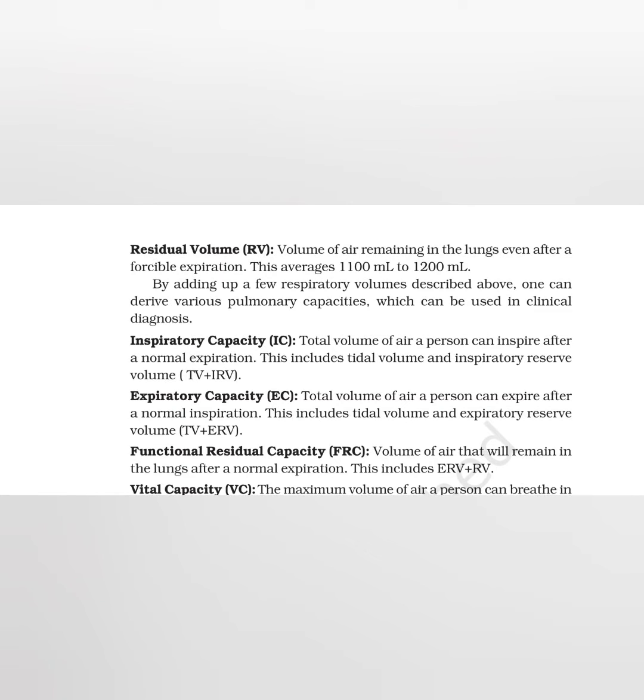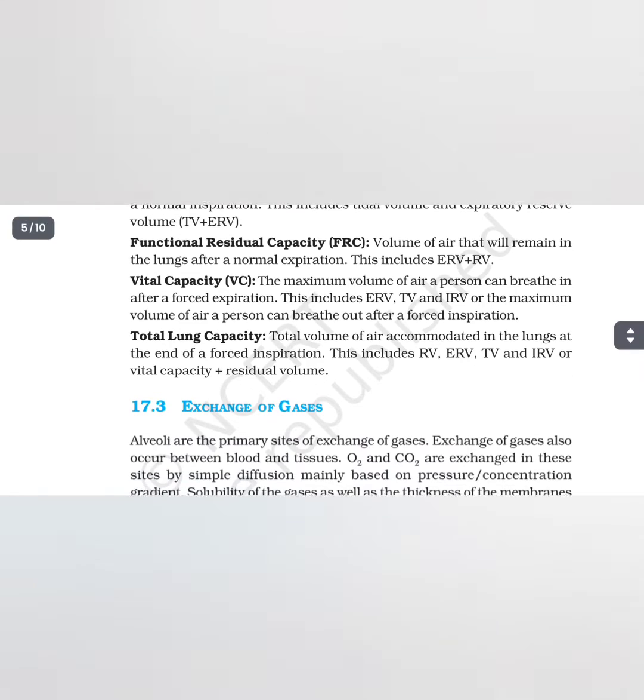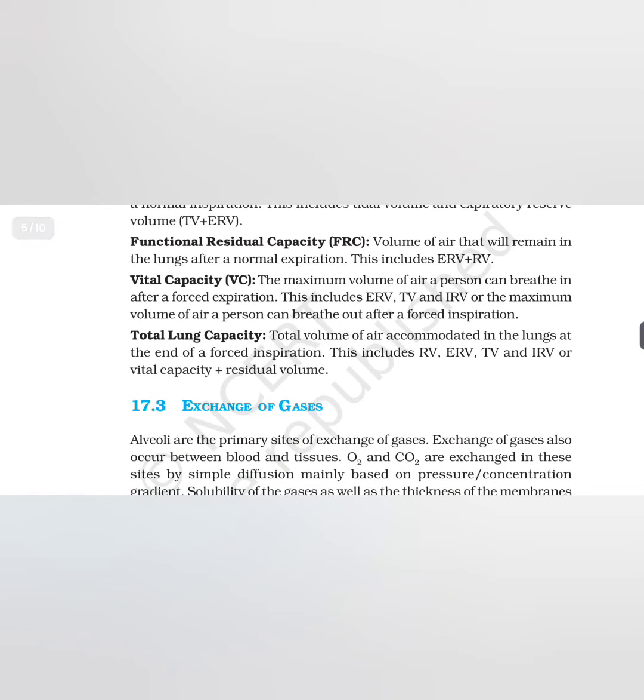By adding up a few respiratory volumes described above, one can derive various pulmonary capacities which can be used in clinical diagnosis. Inspiratory capacity: total volume of air a person can inspire after a normal expiration. This includes tidal volume and inspiratory reserve volume. Expiratory capacity: total volume of air a person can expire after a normal inspiration. This includes tidal volume and expiratory reserve volume. Functional residual capacity: volume of air that will remain in the lungs after a normal expiration. This includes ERV plus RV.